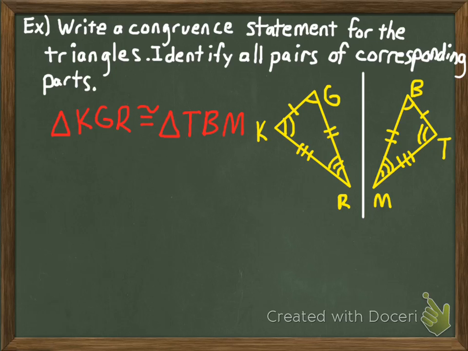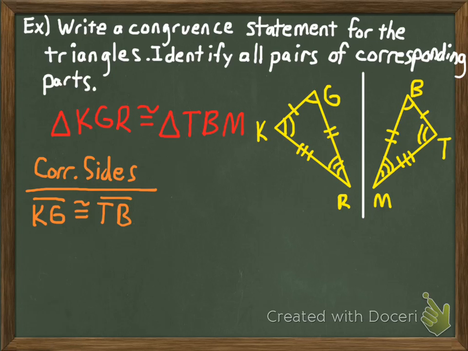Now let's go ahead and identify all pairs of corresponding parts. We've done it verbally already, but we do need to write it down. I like to do this by just identifying the corresponding sides and then identifying the corresponding angles. The corresponding sides, let's start with segment KG. Can you see how segment KG corresponds with segment TB? And if you see that, go ahead and name the other pairs of corresponding sides. I'm just going to list them right now.